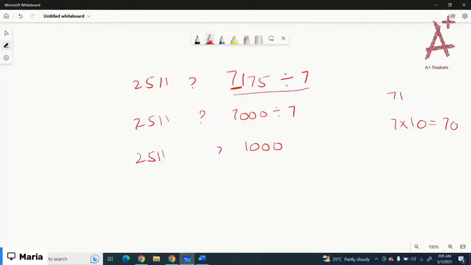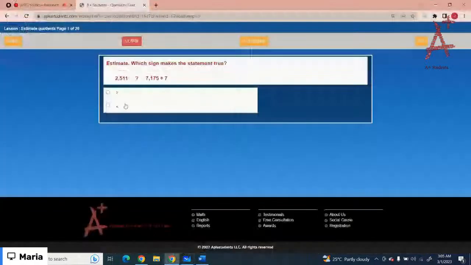So is 2,511 greater than 1,000 or less than 1,000? 2,511 is greater than 1,000. So the correct option is option number 1. Got it? So that's how you have to solve the question. Just select the correct option and click on the OK button.